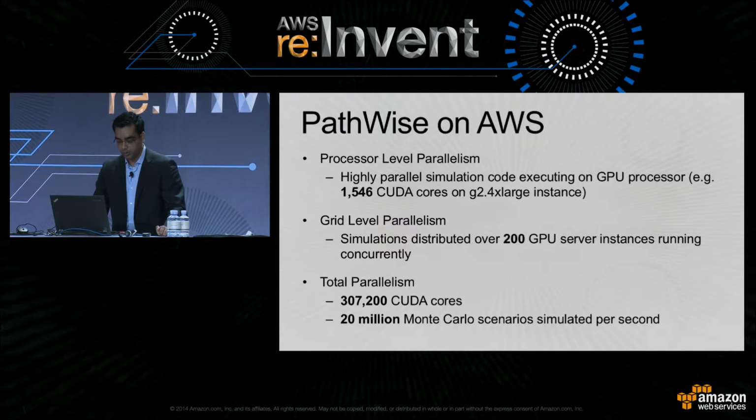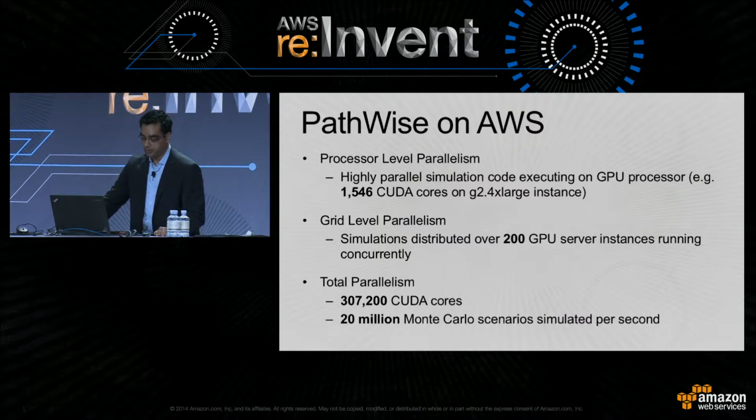So just to give some examples, the G2, each instance gives you about 1,500 cores. So if we were to launch 200 of these, we'd have 307,200 cores. In our software, that allows us to do about 20 million simulations per second, scenarios.